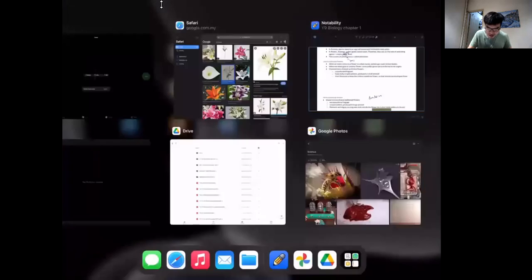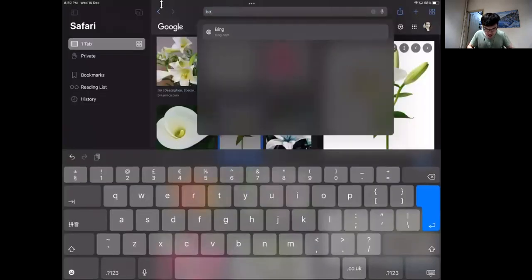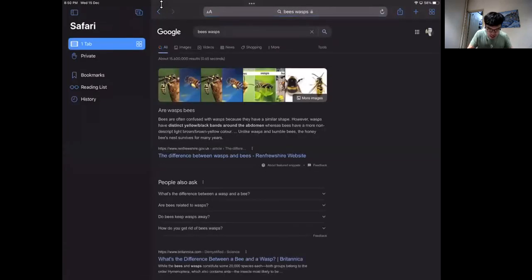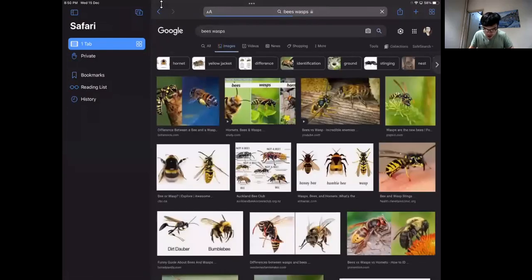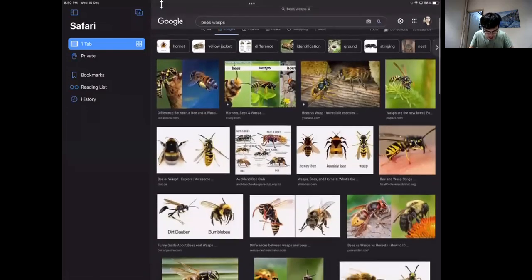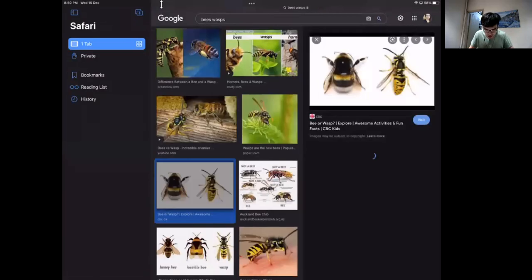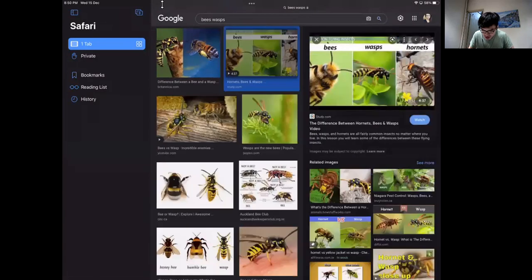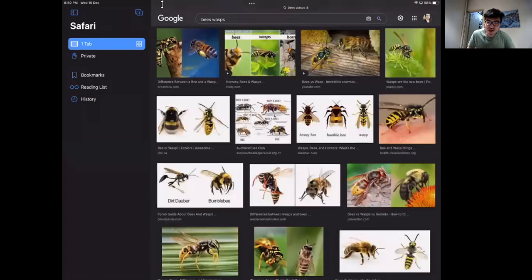Let me just tell you this. When you see bees, they are very cute. Bees are usually furry, very hairy. You have this bumblebee. Don't you find them cute? Bumblebee is the fatty one. So they are hairy, you see. But wasps and hornets, please don't mess with them.